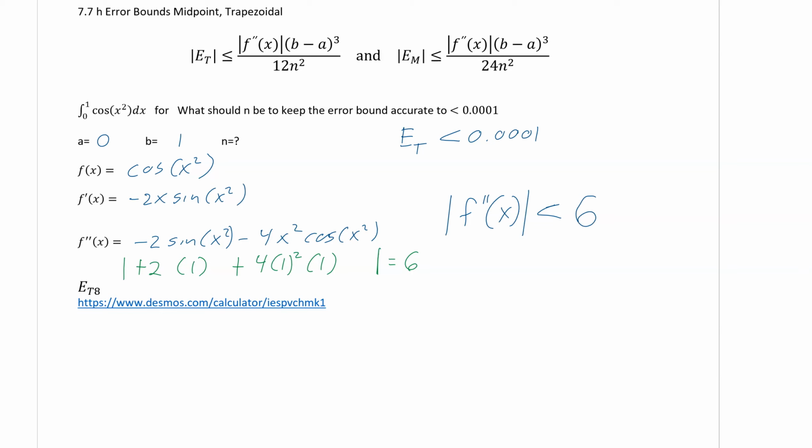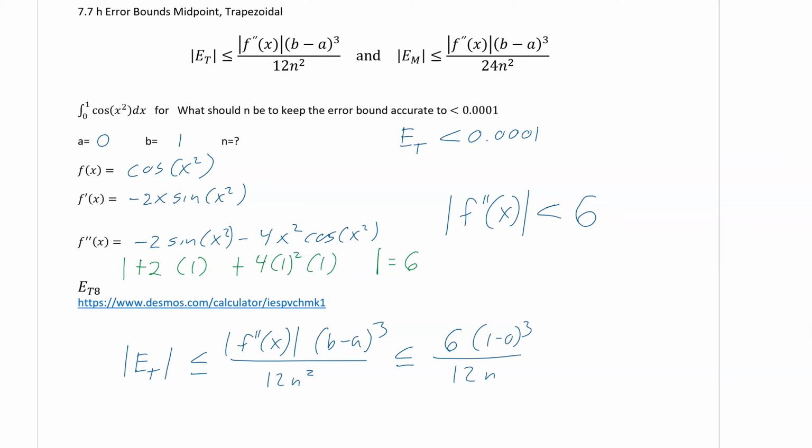So now if we plug this in, we know that our E_t must be less than or equal to the bound on f double prime of x times (b minus a) cubed over 12n squared. And so this must be less than or equal to 6 times (1 minus 0) cubed over 12n squared. Now we don't know the n squared. But remember, our error bound must be less than 0.0001. So if this is our error bound, then it must be less than this number as well. And so now we just need to solve this.